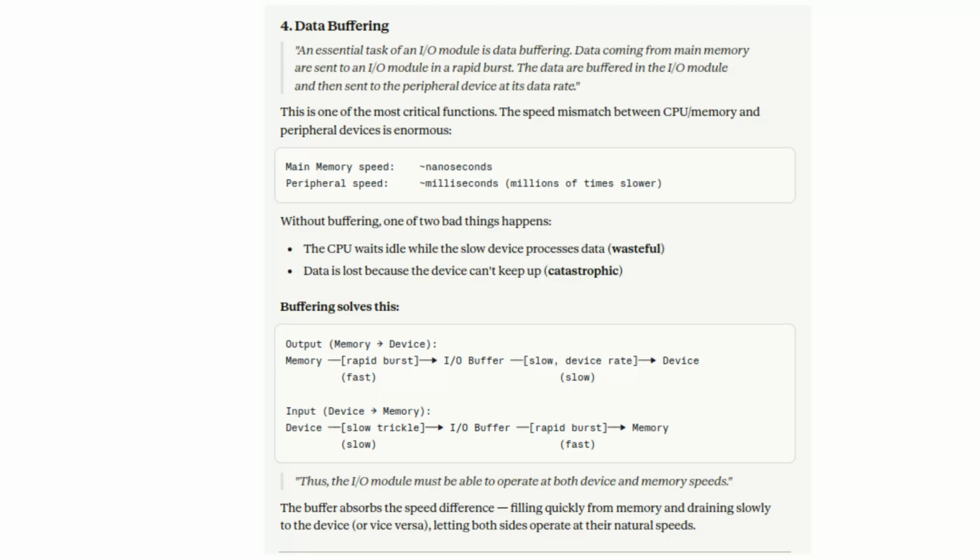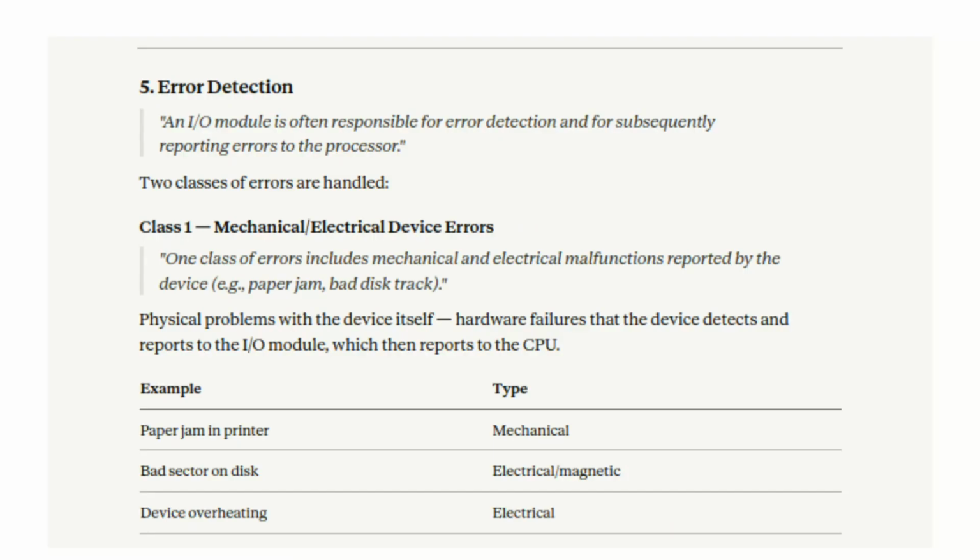The next main function, the last function, is error detection. This IO module can detect an error and report the error to the CPU. There are two main errors. While transmission, an error can occur, and the next is the error because of an electronic or mechanical device error. So when a hardware failure occurs, the device can detect that, and it would report that to the IO module, and the IO module then reports it to the CPU.